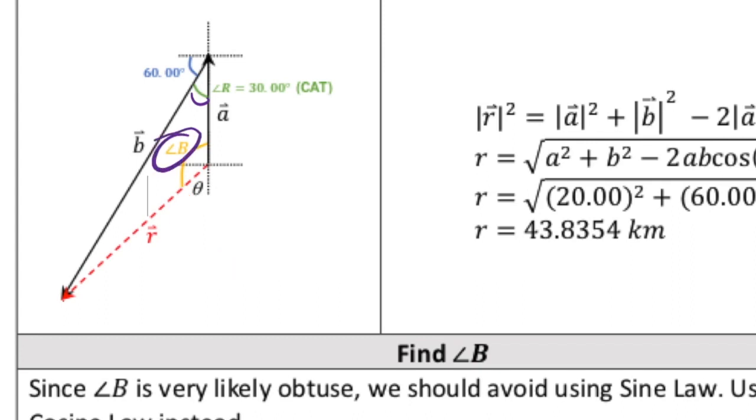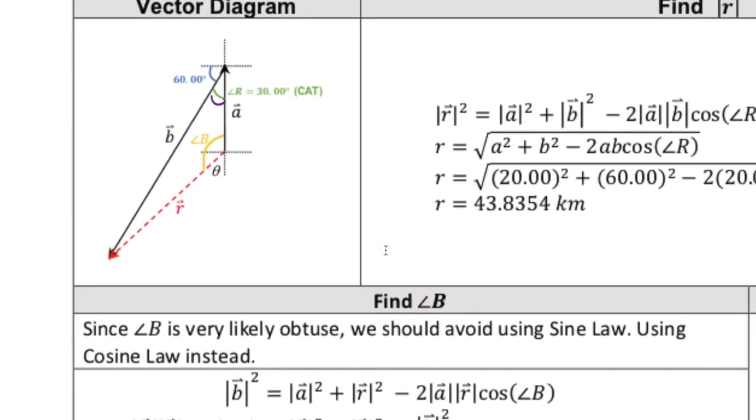So obviously, we have to find B first. So let's do that. Now, let's talk about angle B. It's pretty obvious that angle B is very likely to be obtuse. And since angle B is likely to be obtuse, it is really a good idea to avoid using sine law and just stick with cosine law.